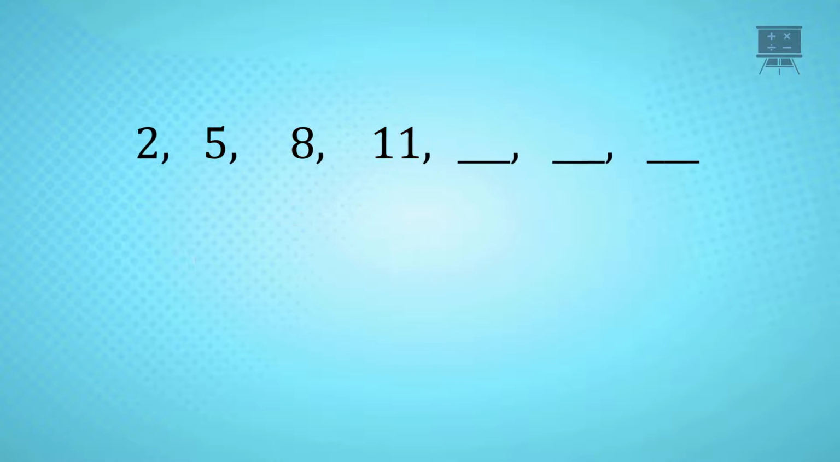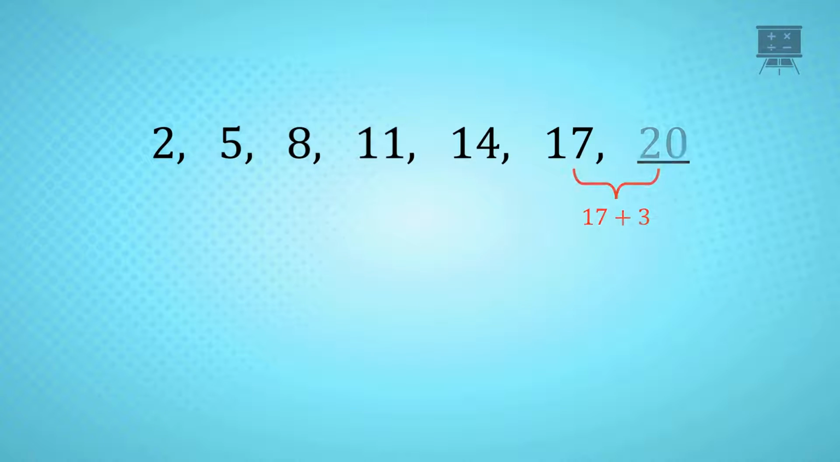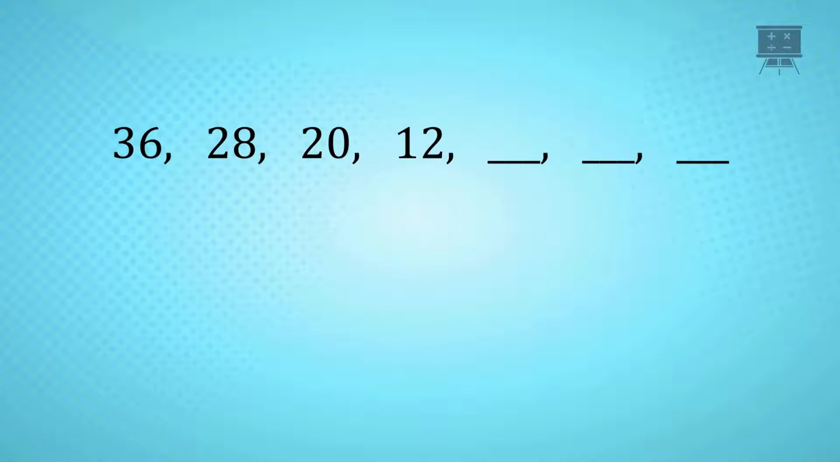To get the next number, we add the common difference to the preceding number. 11 plus 3 equals 14. 14 plus 3 equals 17. And 17 plus 3 equals 20. Here's a different example. Find the next 3 numbers.